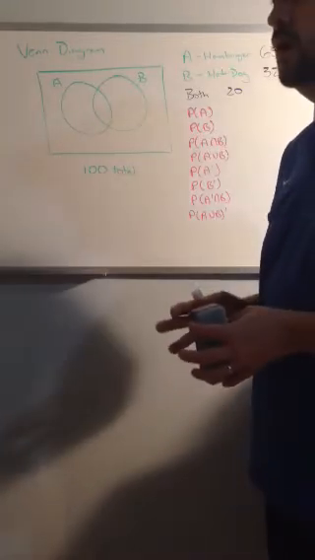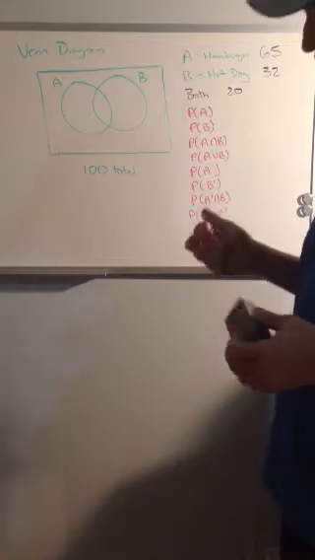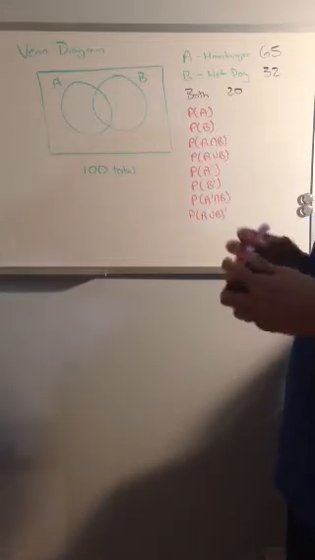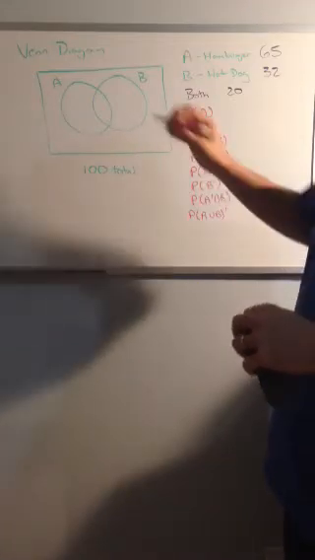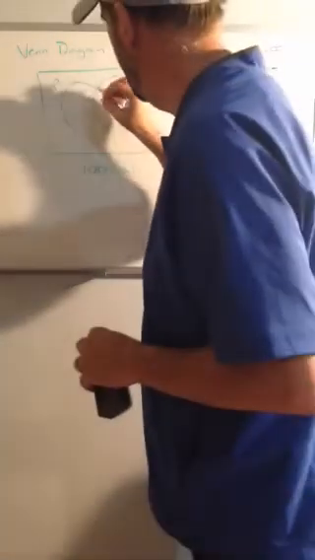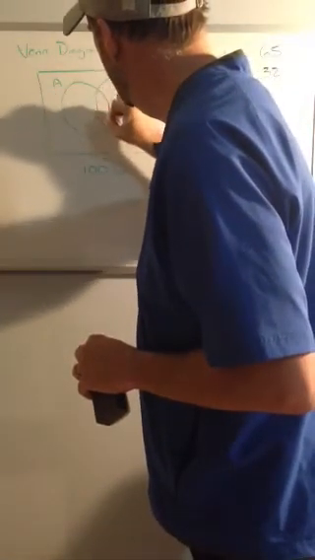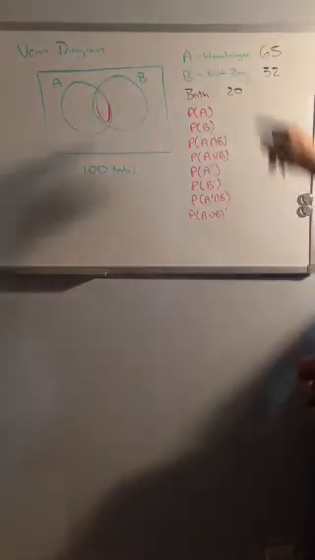So when we fill out these Venn diagrams, piece of advice, always start with the middle. This middle part here, this is our and. That is the and. That's the people that like both. So that's where I'm going to put the 20.